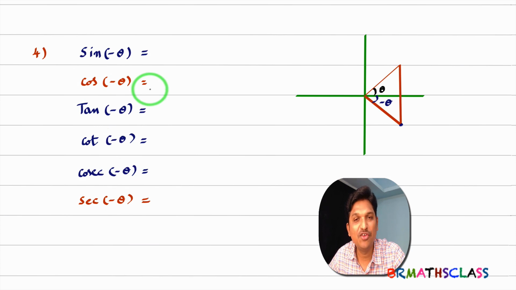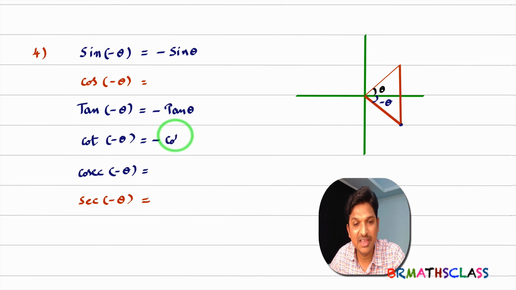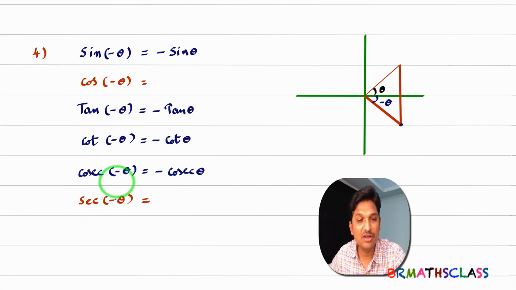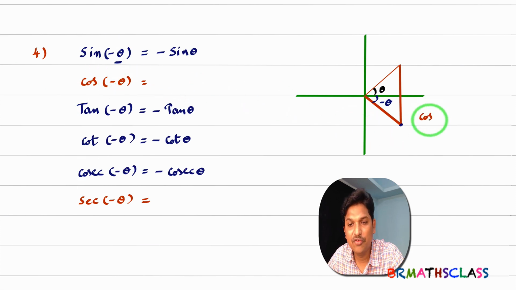What is sin of minus theta? Sin of minus theta is minus sin theta. Tan of minus theta is minus tan theta. Cot of minus theta is minus cot theta. Cosecant of minus theta is minus cosecant theta. You see here, for cos and secant I have written in red color. First point is this: minus theta. If theta is an acute angle, minus theta lies in the fourth quadrant. In the fourth quadrant, cos and secant are positive, remaining all are negative.